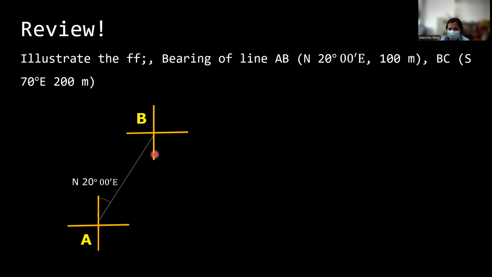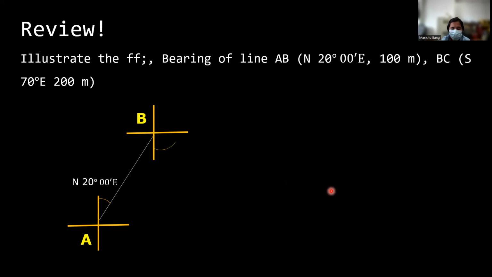So from here, we are going to draw a line going east. We are going to draw a line 70 degrees east. Then the length of the line is 200 meters. So somewhere here, and then 200 meters along the way.